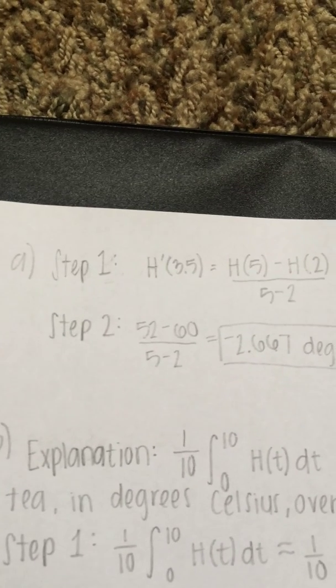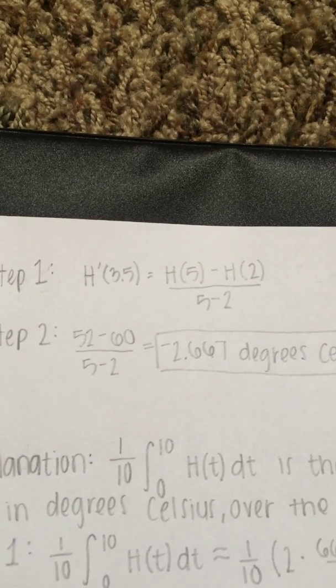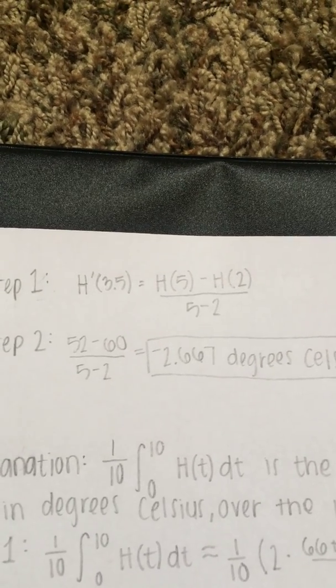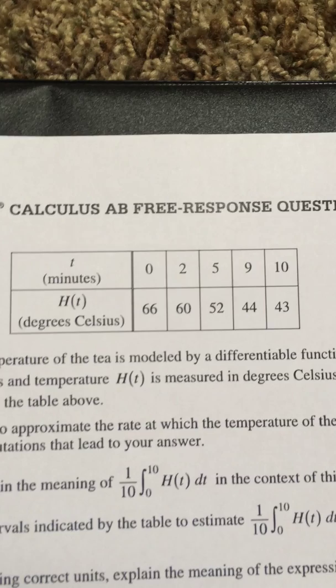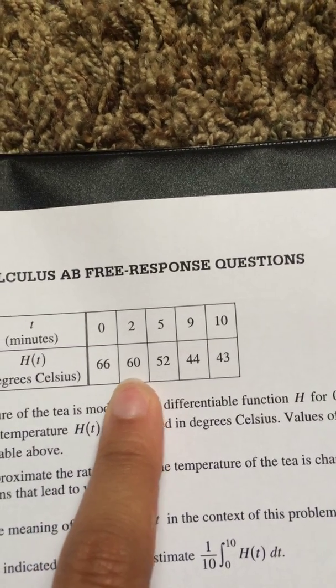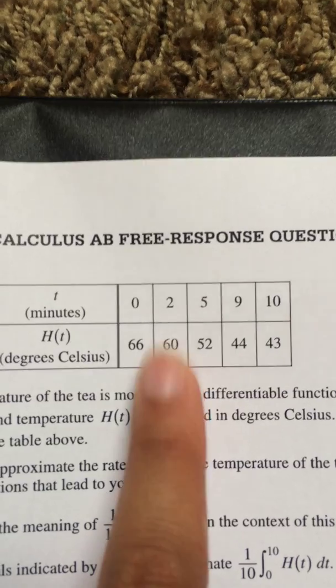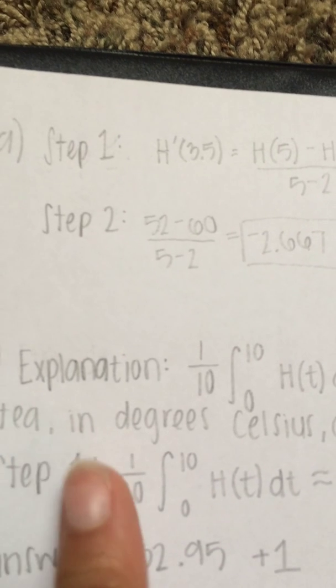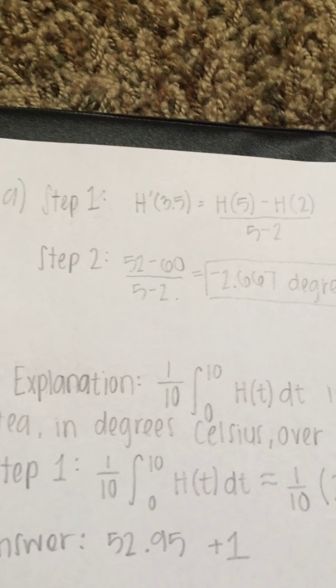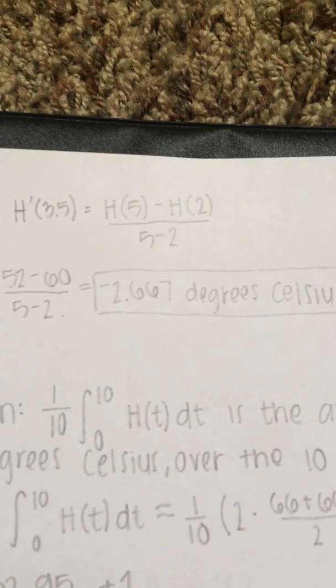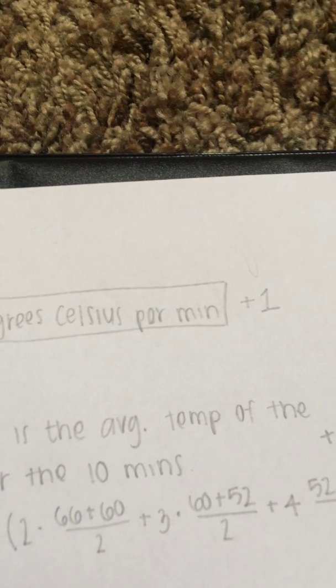So step 1 is you're going to do (H(5) - H(2)) over (5 - 2). Then you look back at the chart to get H(5) and H(2). The y for 2 is 60 and the y for 5 is 52. So step 2, you do (52 - 60) over (5 - 2). Plug that into your calculator and you should get negative 2.667 degrees Celsius per minute. So for 2a, you get 1 point just for the answer.